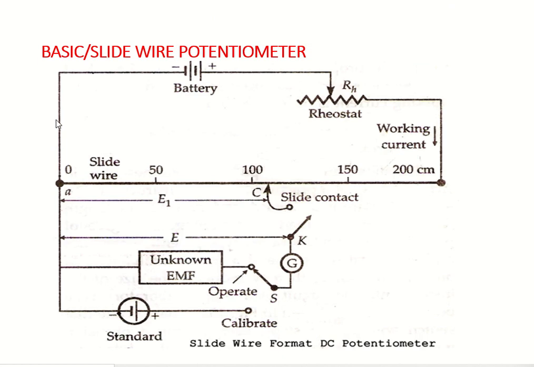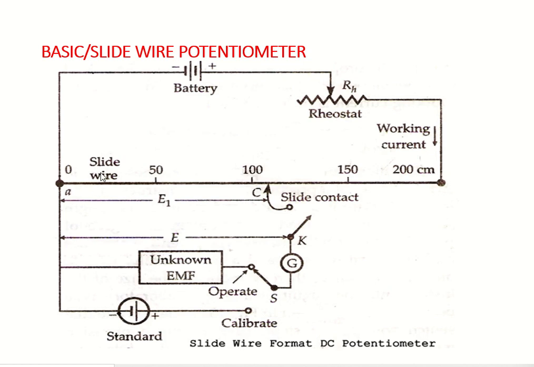This is the circuit of a basic slide wire potentiometer. This is the slide wire, or this is the potentiometer. It will have a length of around 200 centimeter, and we are connecting a battery and a rheostat to adjust the current through this slide wire. So this is the initial arrangement, and this forms the primary circuit.